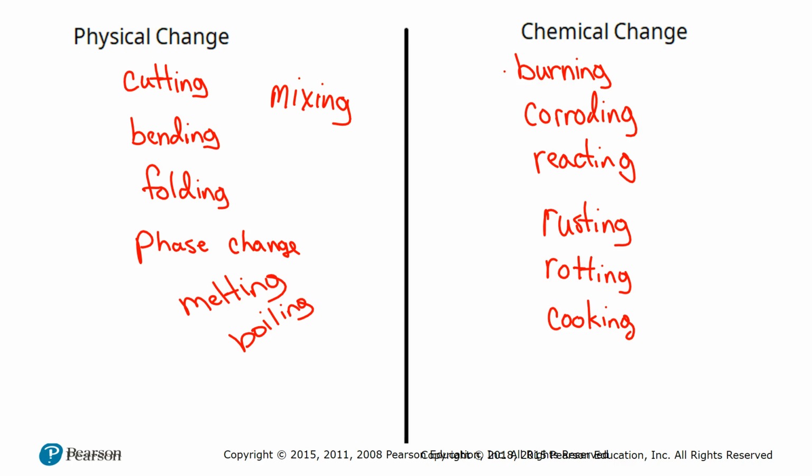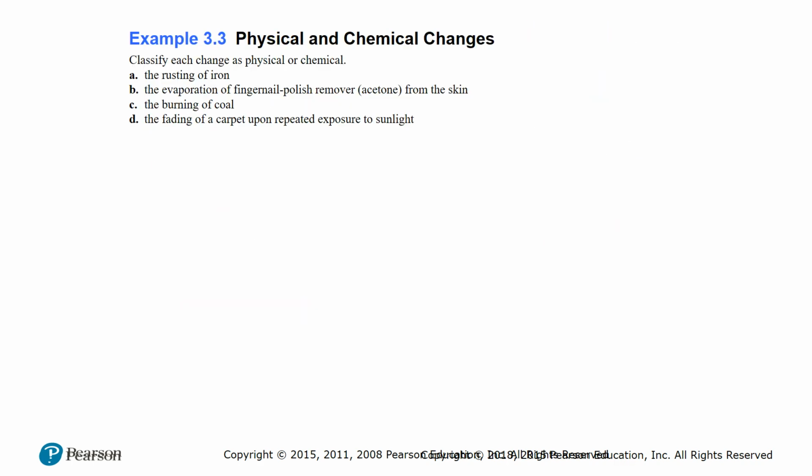So one more little checkpoint question, and that's it for the notes. Let's look at these statements, and we're either going to classify them as physical or chemical. All of these are going to be changes, but we're classifying them as physical or chemical. So the rusting of iron. Chemical. Evaporation of fingernail polish remover. Physical. It evaporates. It's still acetone, but it's just no longer a liquid. It's a gas. All right. Burning of coal. Chemical.